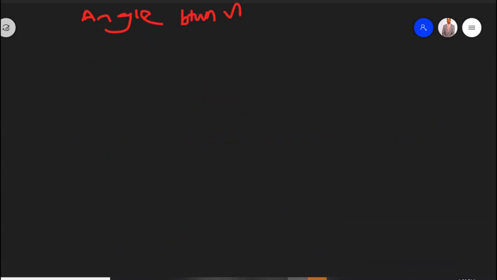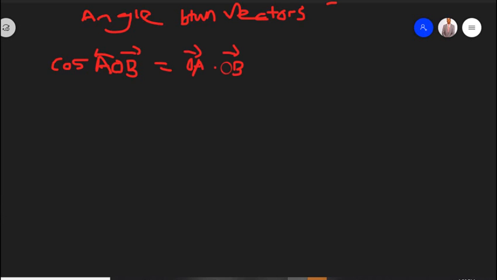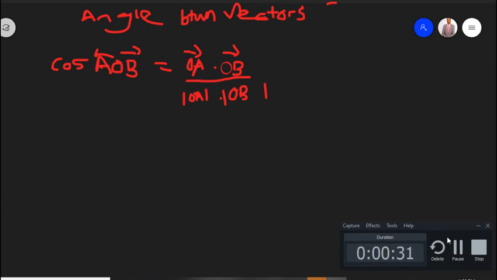Now, we can find the angle between two vectors. Let's say we want to find the angle AOB. We say cos AOB is equal to the dot product of OA and OB over the modulus of OA times the modulus of OB. That's the angle between two vectors.